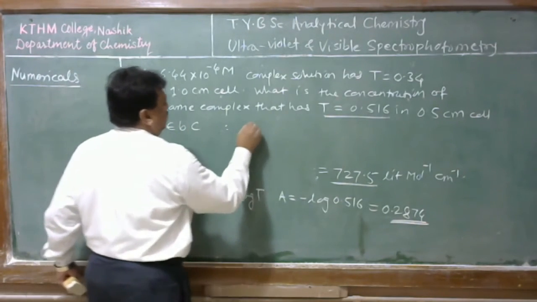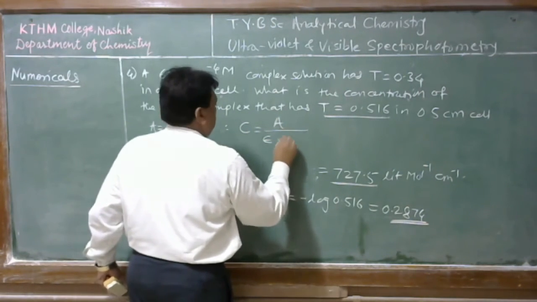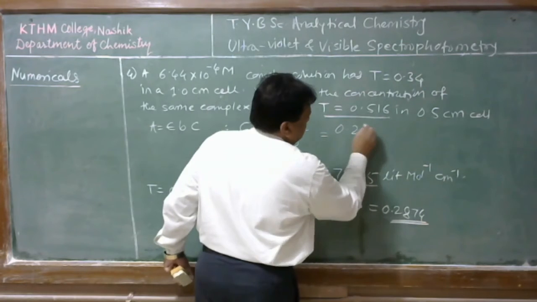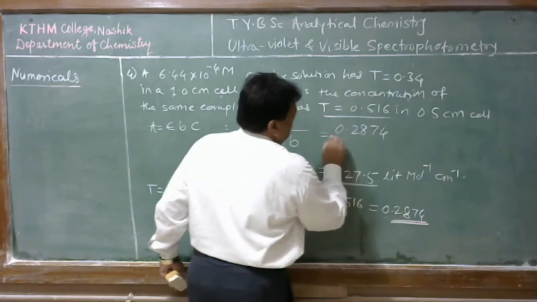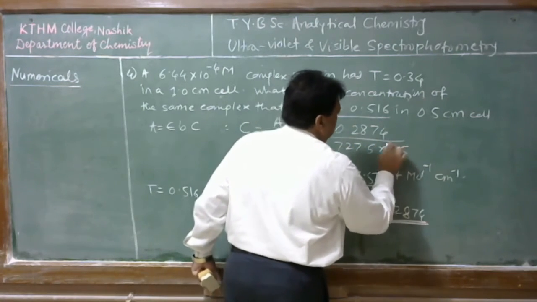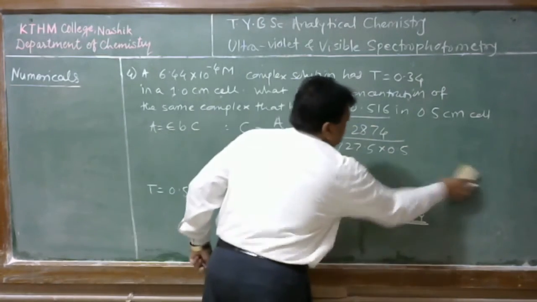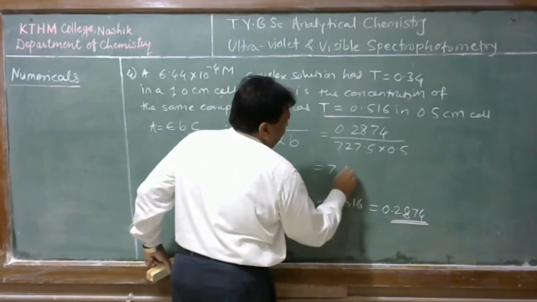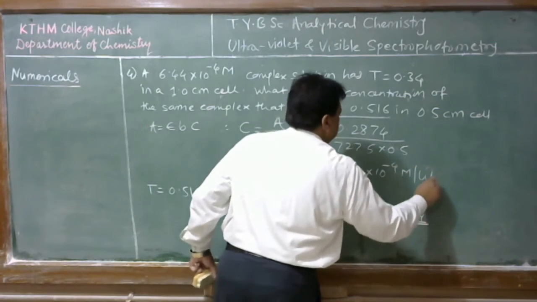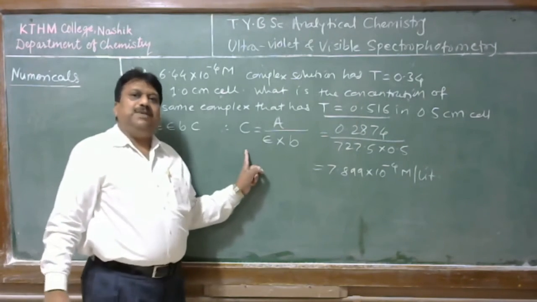Now C is equal to capital A upon epsilon into B, and therefore here capital A is 0.2874 divided by 727.5 into 0.5. Now B changes to half, that is 0.5 centimeter. And therefore when we solve this, we have concentration 7.899 into 10 raised to minus 4 moles per liter. In this way we can find out the concentration of the complex solution.